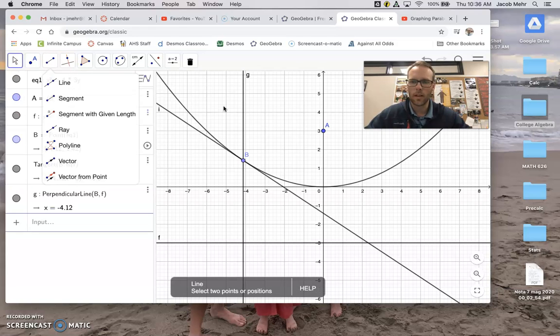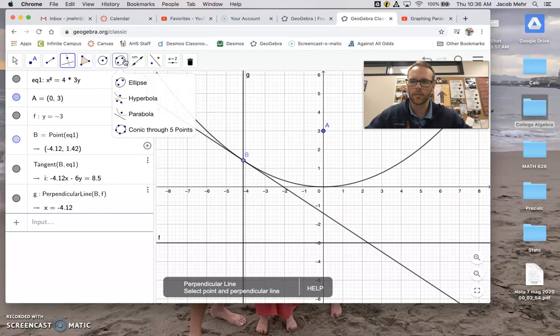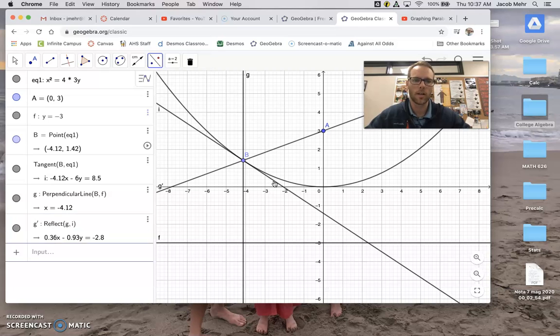What happens if I take some sort of signal and send it in to the parabola and it reflects off the parabola? Where does it go? So now let's reflect this perpendicular line over that tangent line, so it's reflecting off the parabola. I'm going to choose this perpendicular line, I'm going to choose the tangent line, and where does it reflect? It goes to the focus.